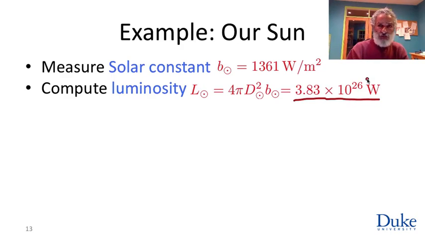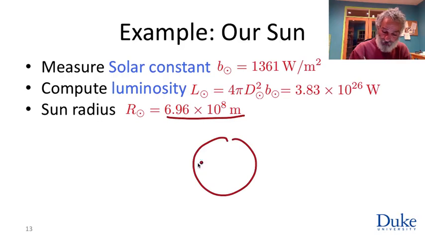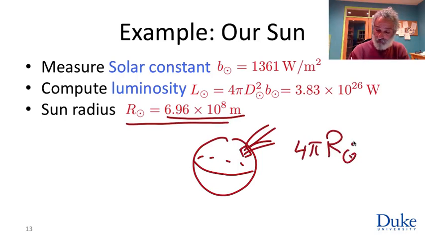Now, we can measure the radius of the sun. Since we know the distance, we can make a small angle calculation. We measure the angular size of the sun in the sky, and we find that the radius of the sun is 6.96 times 10 to the 8th meter. That's about 700,000 kilometers. And from this, we can figure out something else. Think of the sun as a ball. Every square meter of the ball is radiating light to the outside. You count how many square meters there are on the surface of a ball. That would be 4 pi times the radius of the sun squared.